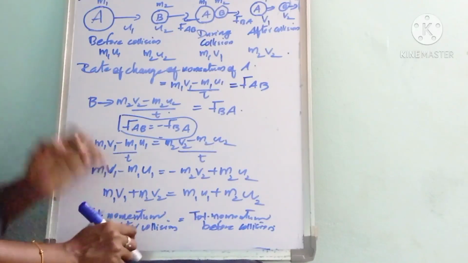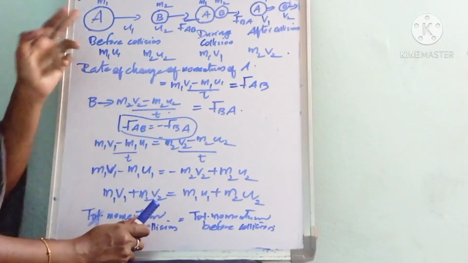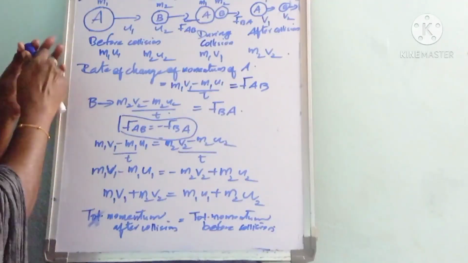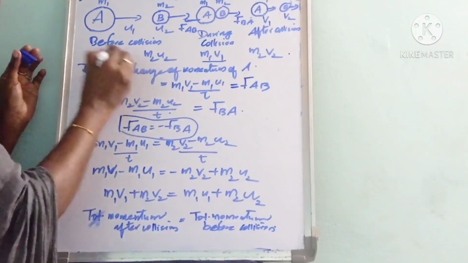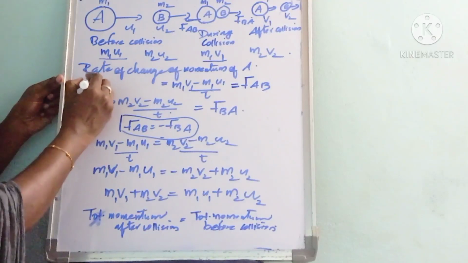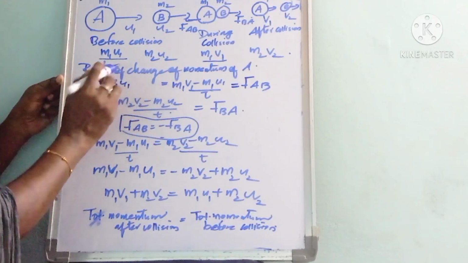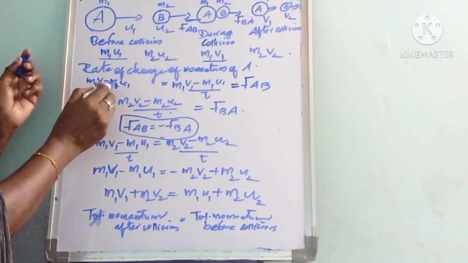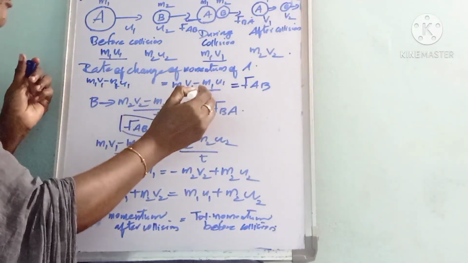Then we can write the rate of change of momentum of A. When we consider the object A, what is its final momentum? Its final momentum is m1 v1 and its initial momentum is m1 u1. So what is the change in momentum? m1 v1 minus m1 u1. This is the change in momentum: final momentum minus initial momentum. Then what is the rate of change of momentum?